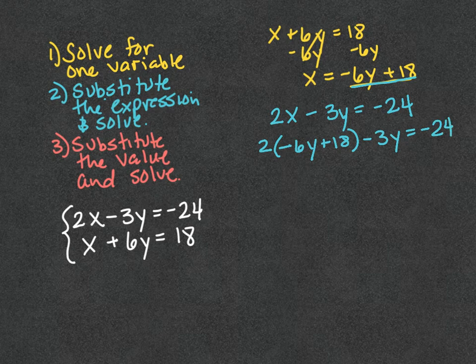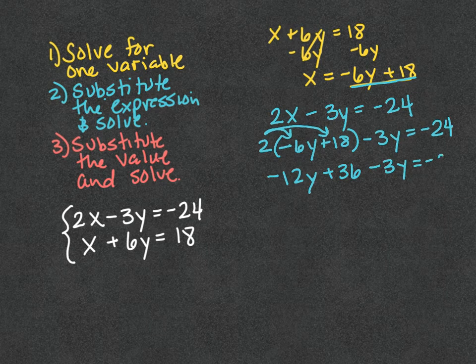Use the distributive property. 2 times -6y is going to be -12y. And 2 times positive 18 is going to be positive 36. Bring down everything else that we haven't really done anything to. They just get to keep hanging out. Combine my like terms. I have a -12y added to a -3y. That's -15y. I was negative and I went even more negative.